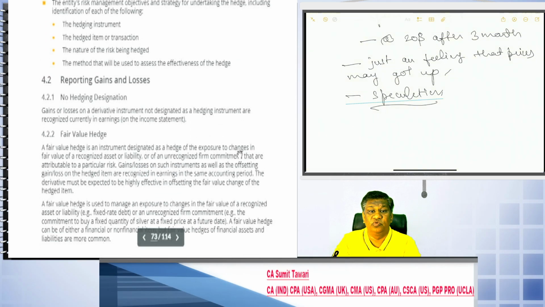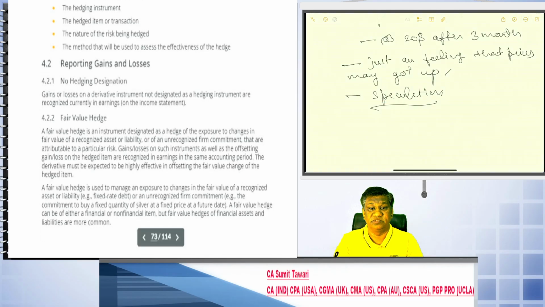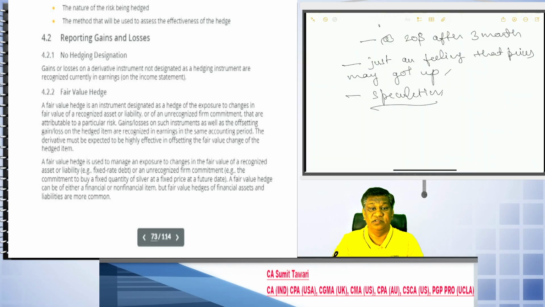Okay. So reporting gain and loss, no hedging designation. Gain or loss on a derivative instrument not designated as a hedging instrument is recognized currently in earnings, in the income statement. So if this is related to speculation, then we need to recognize it in the income statement. Fair value hedge.